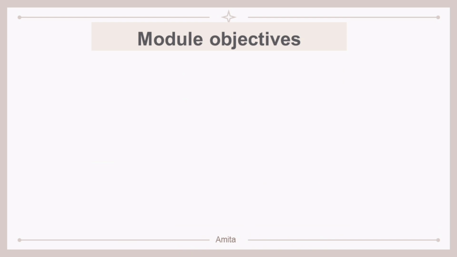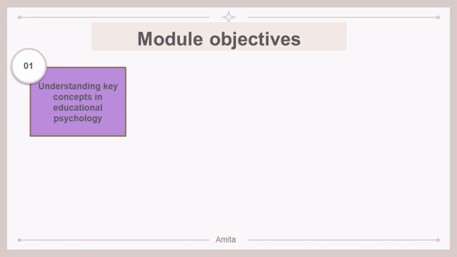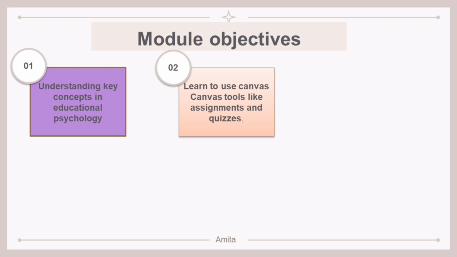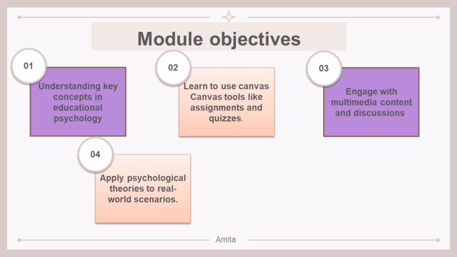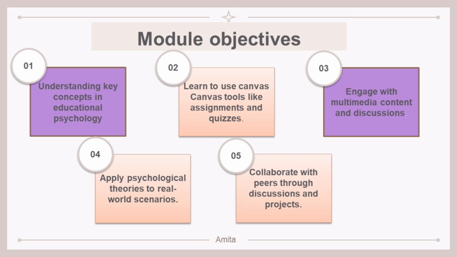Now, first let us know the module objectives. Number 1 is understanding key concepts in educational psychology. Second is to learn to use Canvas tools like quizzes and assignments. Third is to engage with multimedia content and discussion. The fourth is to apply psychological theories to real world scenarios. And the fifth is to collaborate with peers in discussion and projects.